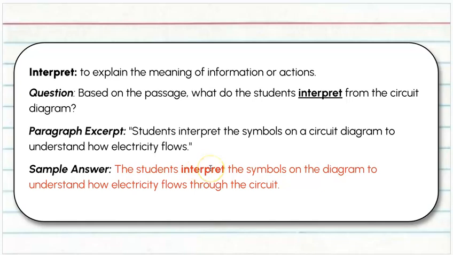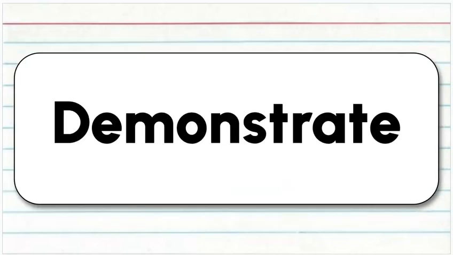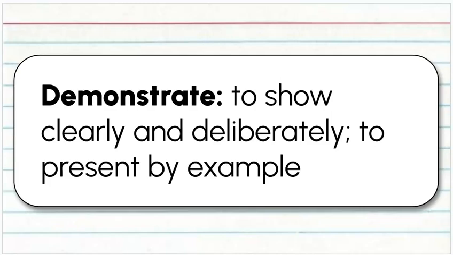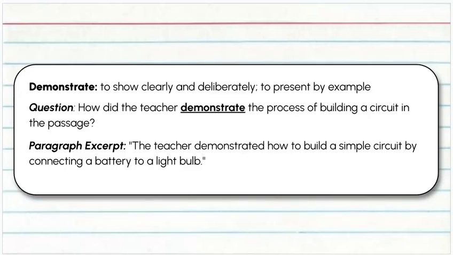Notice again, we have our answer, our keyword, our questioning word, our academic vocabulary there, and we put the text in our own words. Our next word is demonstrate. Demonstrate means to show clearly and deliberately, to present by example. Basically means you're showing how something works. As a question, you might say, how did the teacher demonstrate the process of building a circuit in the passage? How did the teacher show clearly and deliberately the process of building a circuit in the passage?